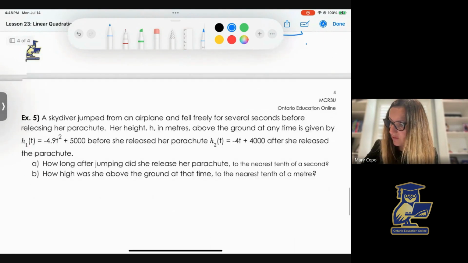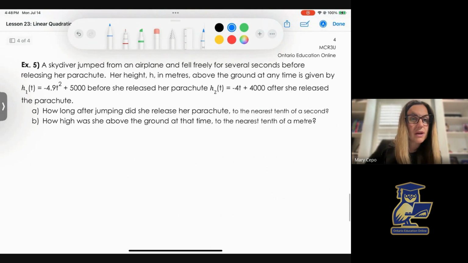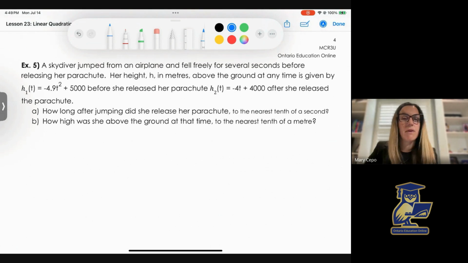Moving forward, we have a word problem. A skydiver jumped from an airplane and fell freely for several seconds before releasing her parachute. Her height, h in meters above the ground at any time, is given by the following. h1(t) is equal to negative 4.9t squared plus 5,000 before she released her parachute, and h2(t) is equal to negative 4t plus 4,000 after she released the parachute.